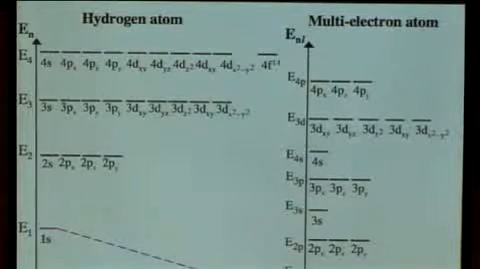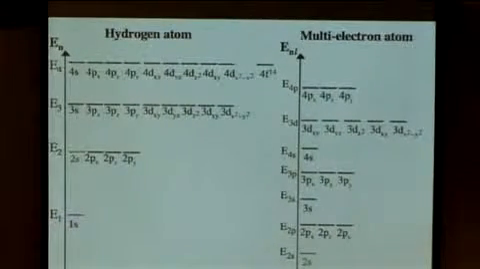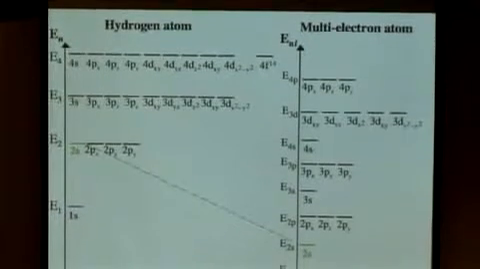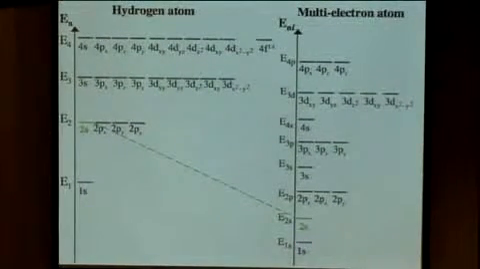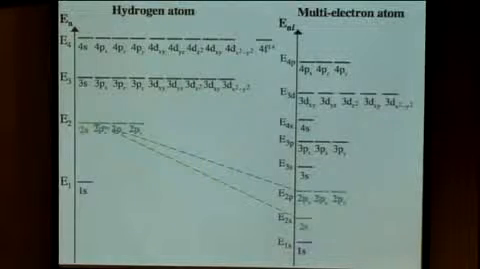You see the same thing regardless of which orbital you're looking at. For example, for the 2s, again, what you see is that the multi-electron atom's 2s orbital is lower in energy than it is for the hydrogen. The same thing we see for the 2p. Again, the 2p orbitals for the multi-electron atom are lower in energy than for the hydrogen atom.